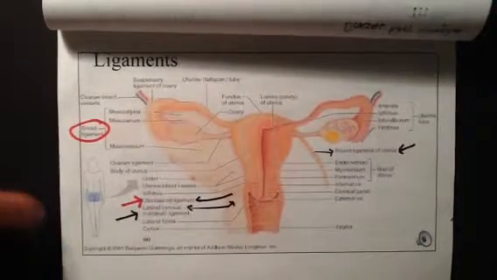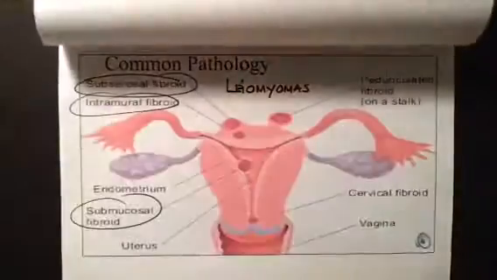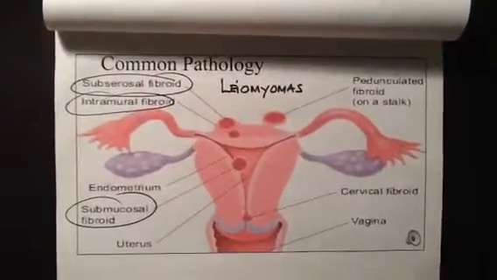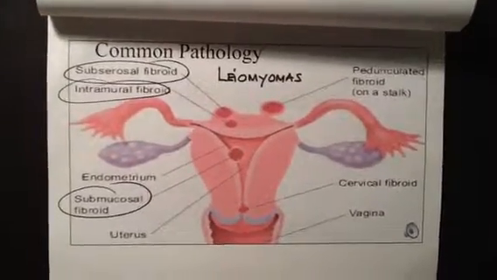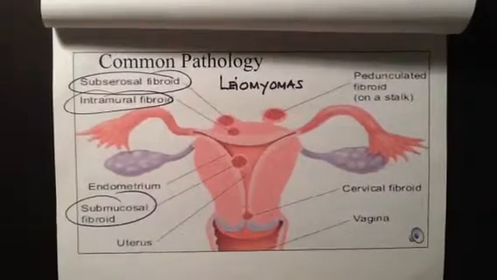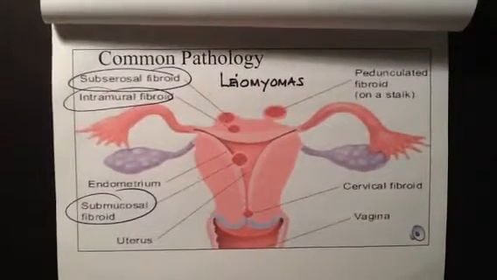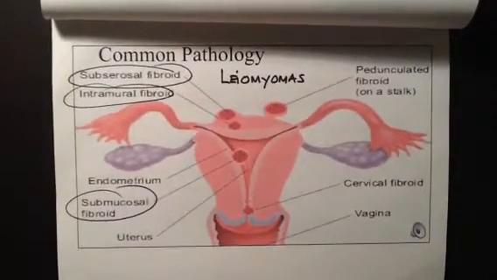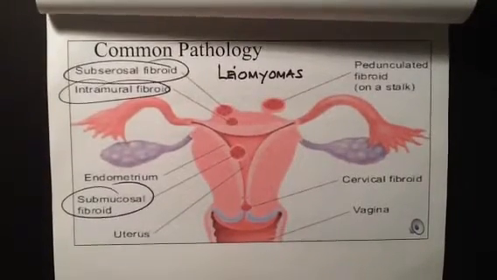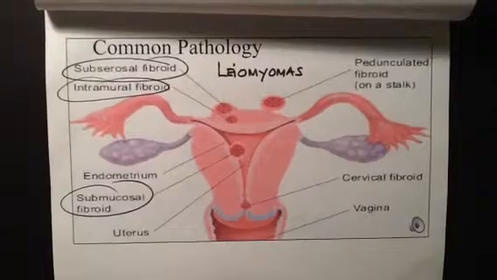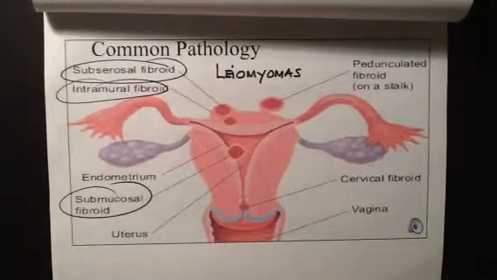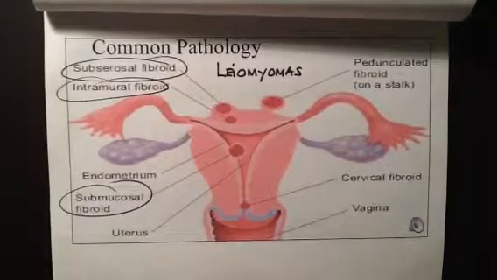Now we come to the common pathology of the uterus. Uterine fibroids are the most common benign tumor in women of childbearing age, leiomyomas or myomas, as people normally refer to them. The fibroids develop around the wall of the uterus.